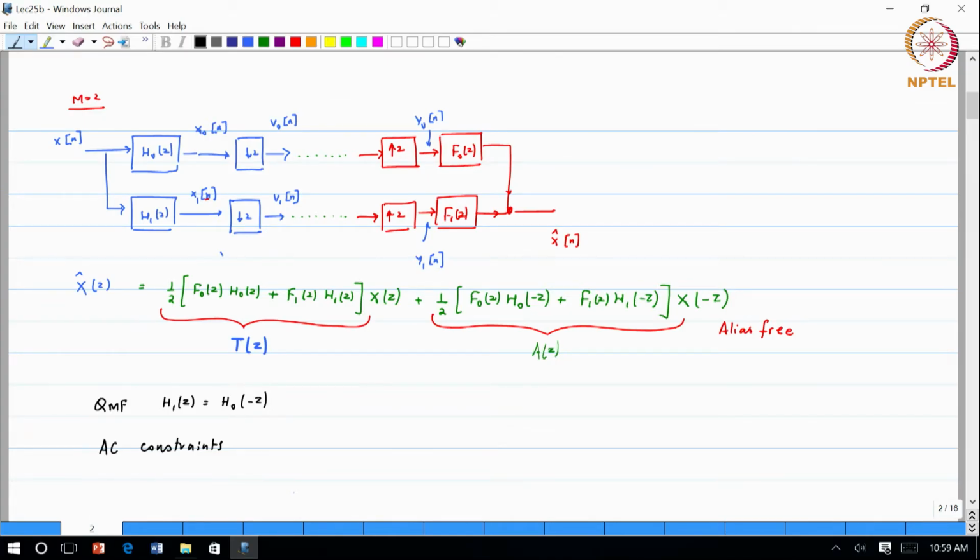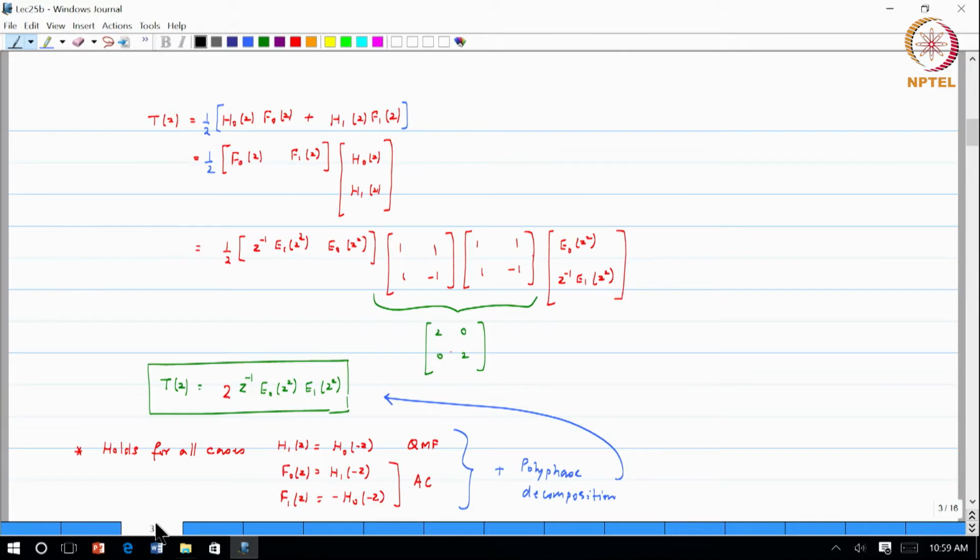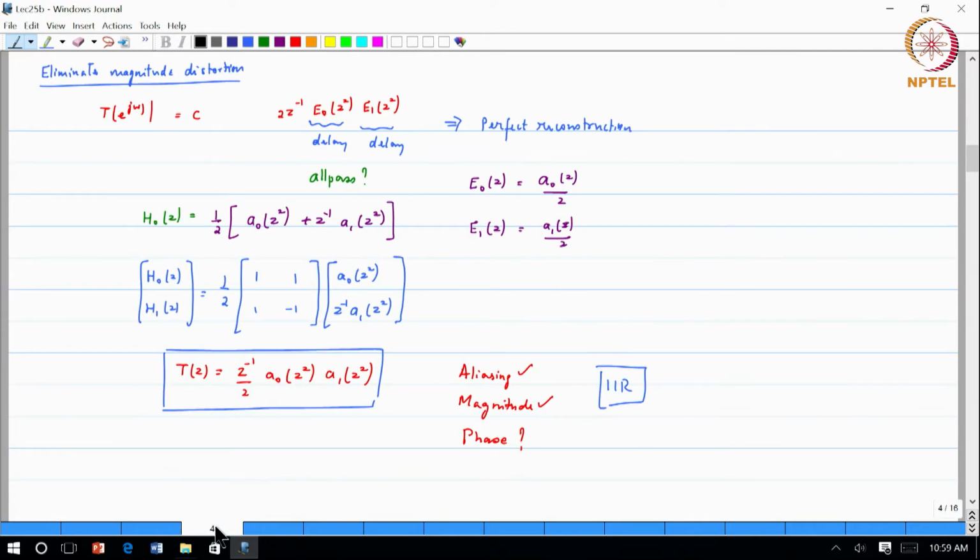We are talking about the two-channel filter bank, aliasing eliminated through the choice of the filters. What we are left with is, if you do the polyphase decomposition, the transfer function is 2 times Z inverse E naught of Z squared E1 of Z squared. We are not going through the traditional approach. We are going to look at the possibility of representing the filters in terms of a sum and difference of all pass functions A naught and A1. In that case, the transfer function will eliminate aliasing.